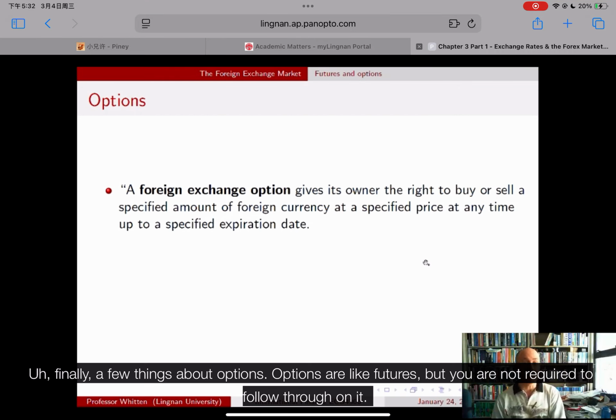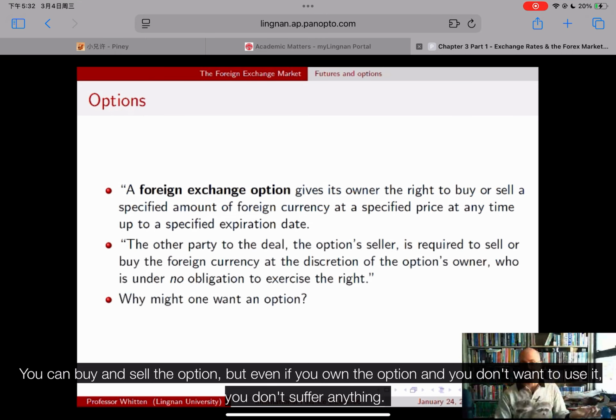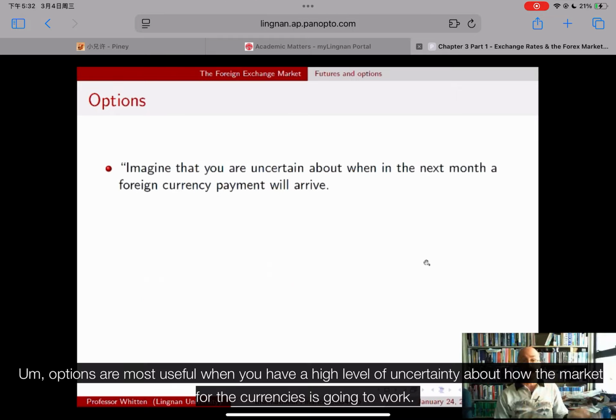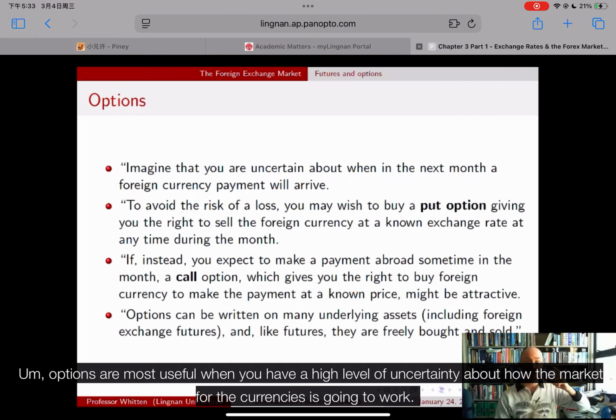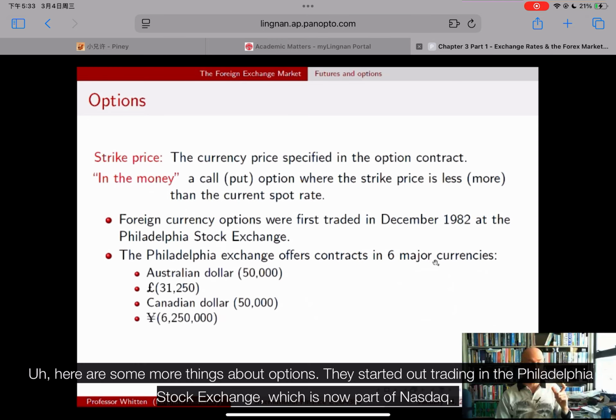Finally, a few things about options. Options are like futures, but you are not required to follow through on it. You can buy and sell the option, but even if you own the option and you don't want to use it, you don't suffer anything. There's no obligation to exercise the right, as you see here. Options are most useful when you have a high level of uncertainty about how the market for the currencies is going to work. Here are some more things about options.